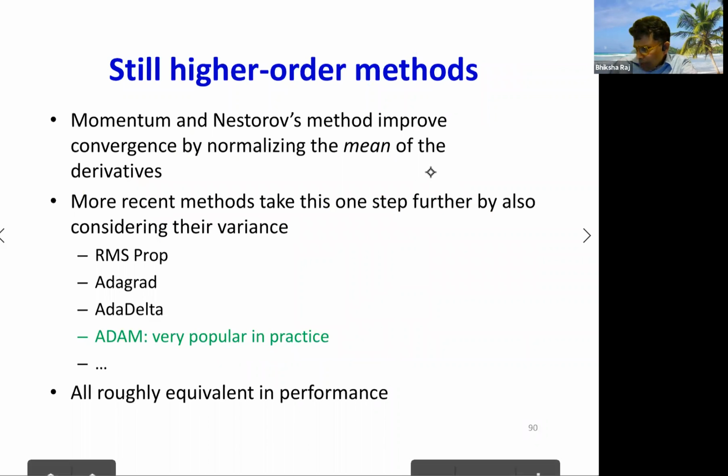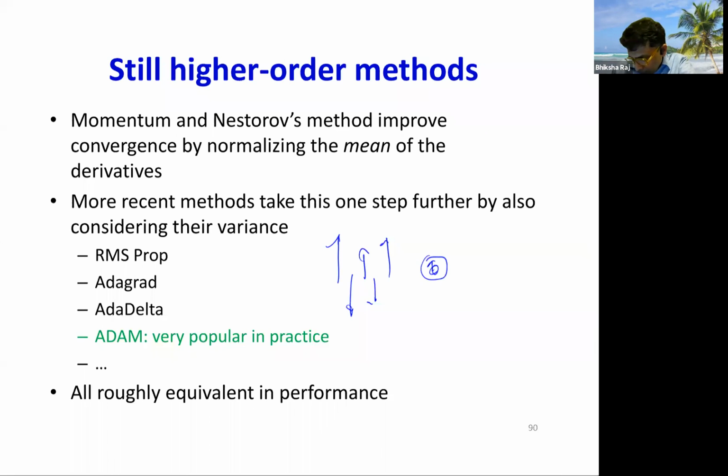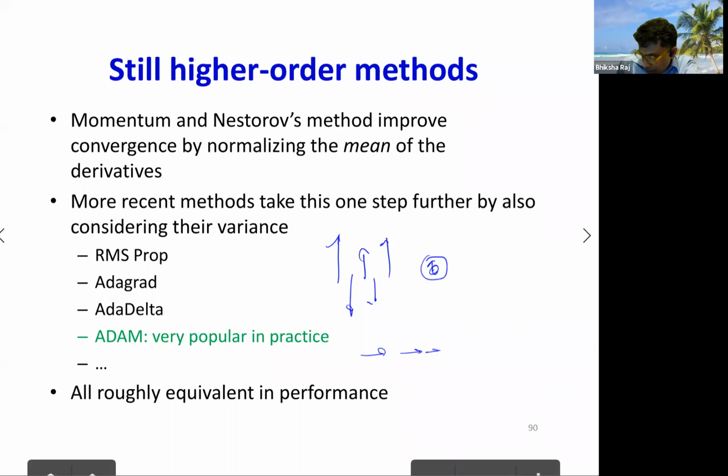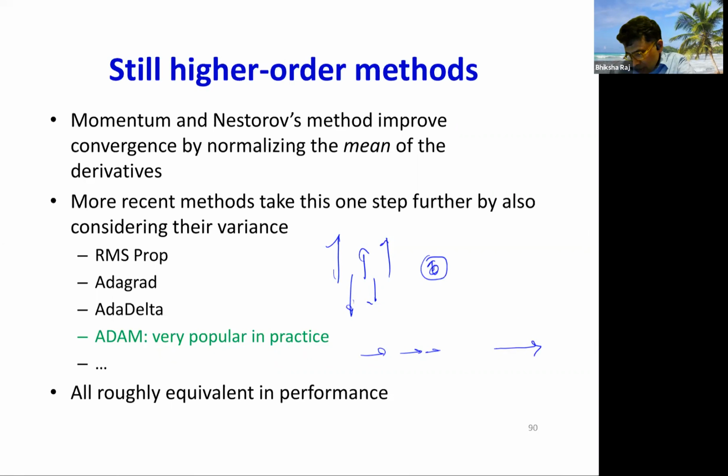So momentum and Nesterov's method improve convergence by normalizing the mean of the derivatives. They're based on the idea that when you have derivatives which oscillate around like so, then if you take the average of all of these, you're going to get a derivative that's much more representative of how you want to go along the parameter space. So in directions where all the derivatives are consistent, this will give you a nice long derivative. In directions where the derivatives keep changing direction, it's going to average these things out.